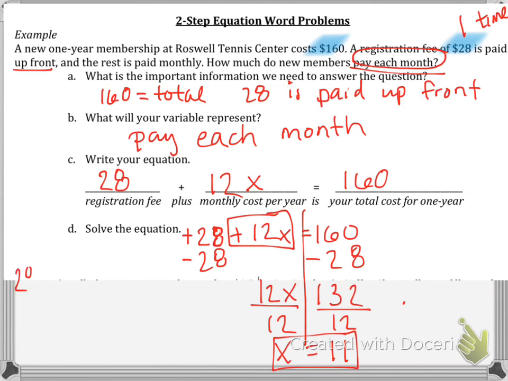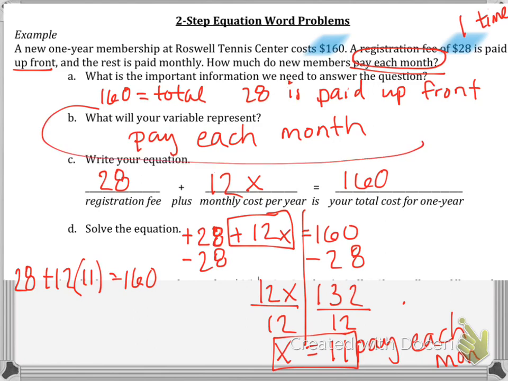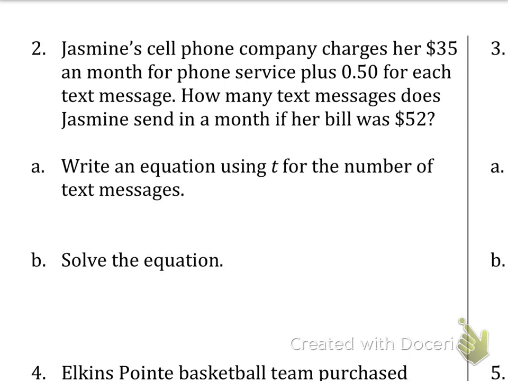I'm going to check it over here. 28 plus 12 times 11 equals $160. So this is saying that this is the cost he pays each month, because remember, his variable represents how much he pays each month. So after I check my problem, it checks out. We are good to go. Move on. Alright, we're going to get lots of practice on this. The more you do it, the more you'll understand.